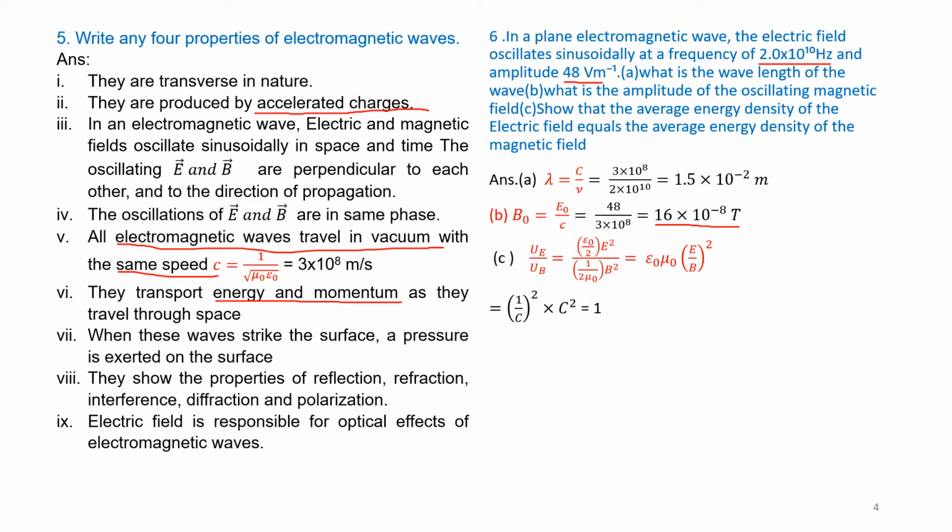We also know the formula. From here you see E by B is equal to C. Therefore, 1 over c square into c square is equal to 1. This is the answer for part C. Therefore, UE is equal to UB. Therefore, the average density of electric field is equal to the average density of magnetic field.